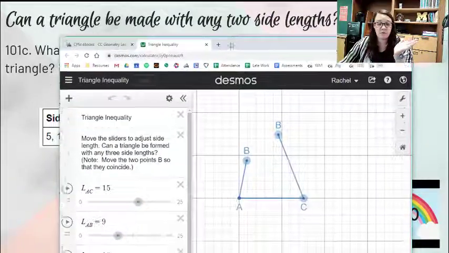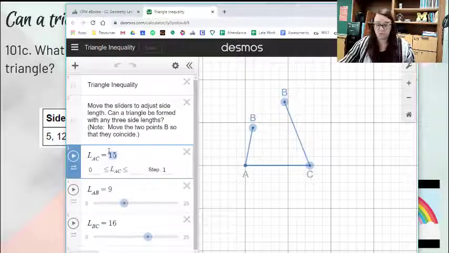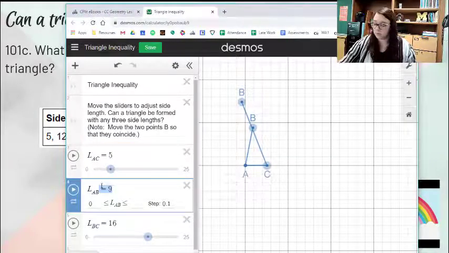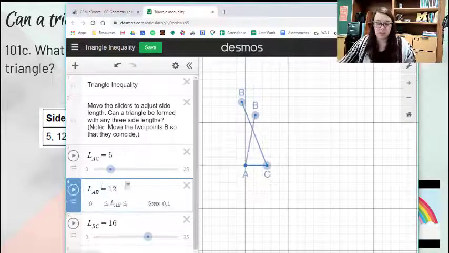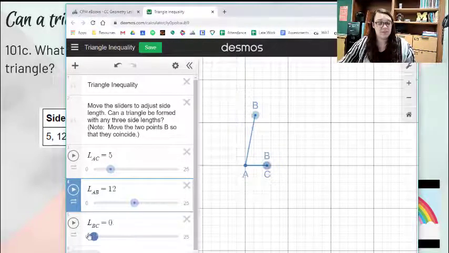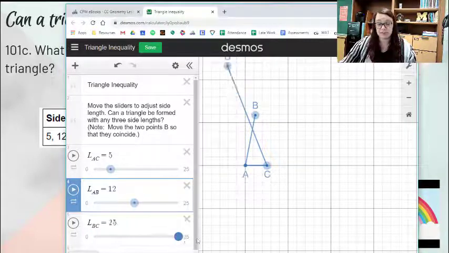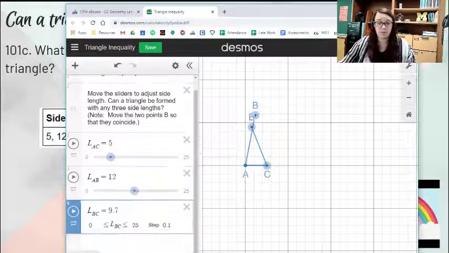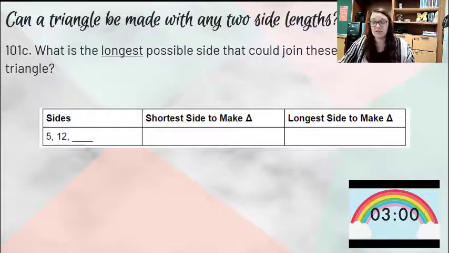So we've got 5 and 12 already preset for us. Actually, we don't yet. I'm going to set 5 and 12. And this one, we can use the slider to make it bigger or smaller. So I'm going to see what's the smallest side possible, and the longest side possible that you can make. You can change this number to whatever you'd like. Go ahead and pause the screen now to give it a shot.